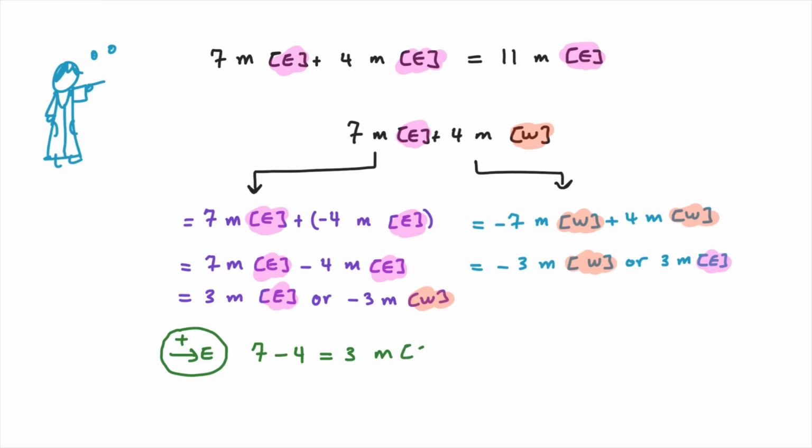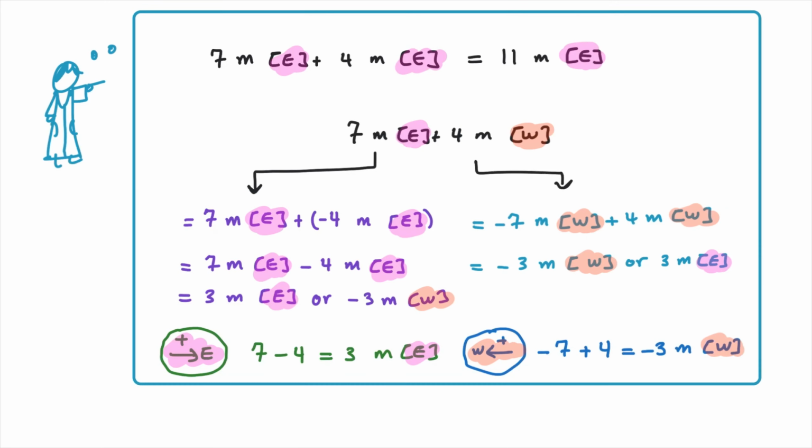Our final answer will be in the direction in which we defined our sign convention. If we took west to be positive, then we have to use negative 7 because it's in the east direction and positive 4 because it is in the west direction. Our final answer will be negative 3 meters in the west direction or positive 3 in the east direction.